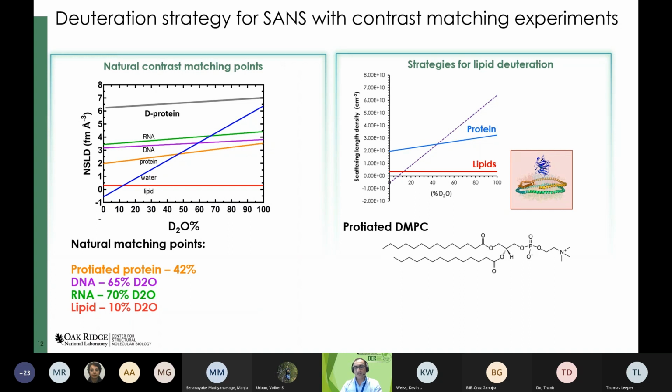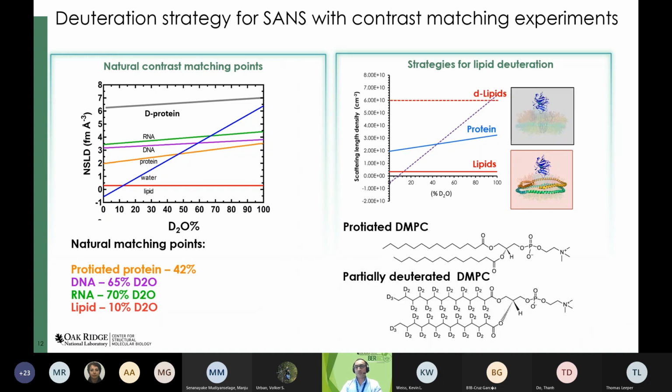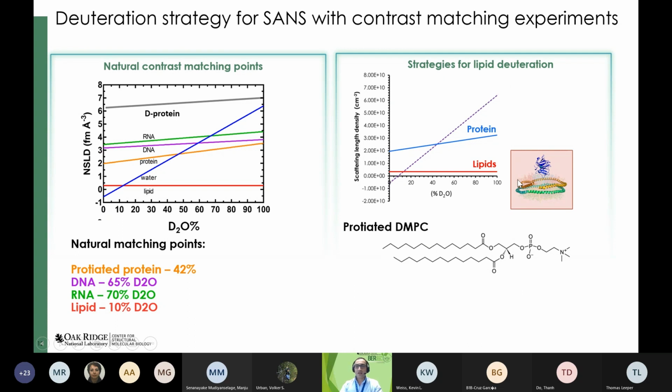In this case here, we have a protein and lipid where we want to contrast match the nanodisk. We have a nanodisk where the membrane protein is stabilizing this nanodisk. We want to contrast match the nanodisk. In this case, we have two scaffold proteins, which allow us to form these nanodisks and stabilize the membrane protein.